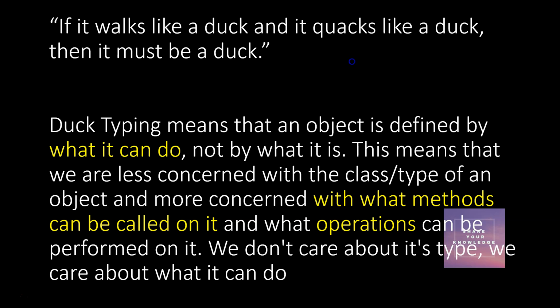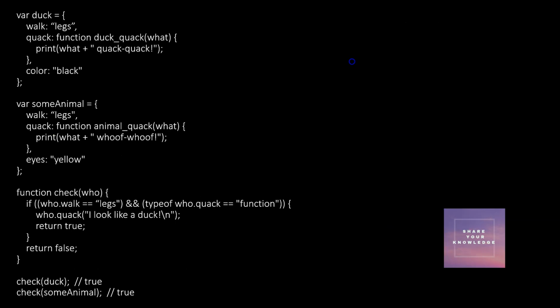Okay. Let's see a simple example. Consider I have a duck object. I have walk and quack in it. If I want to have some animal look like a duck, I just need to add these two methods, walk and quack in it.